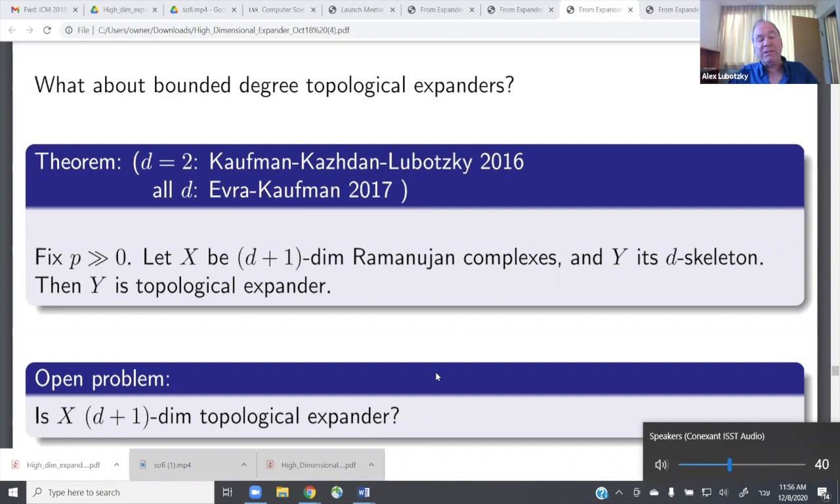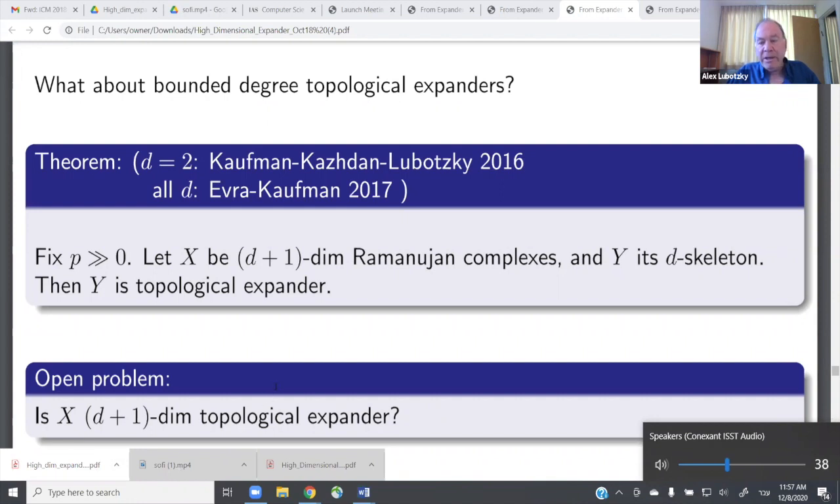And I don't know what the answer is. I really don't know if the full Ramanujan complexes are topological expanders, because the work of Shai and Tali solved the problem for every D. Then this is a complete solution to Gromov's theorem. But it still leaves us unhappy, because it would be so much more natural to say that the Ramanujan complexes are expanders, but we don't know that.